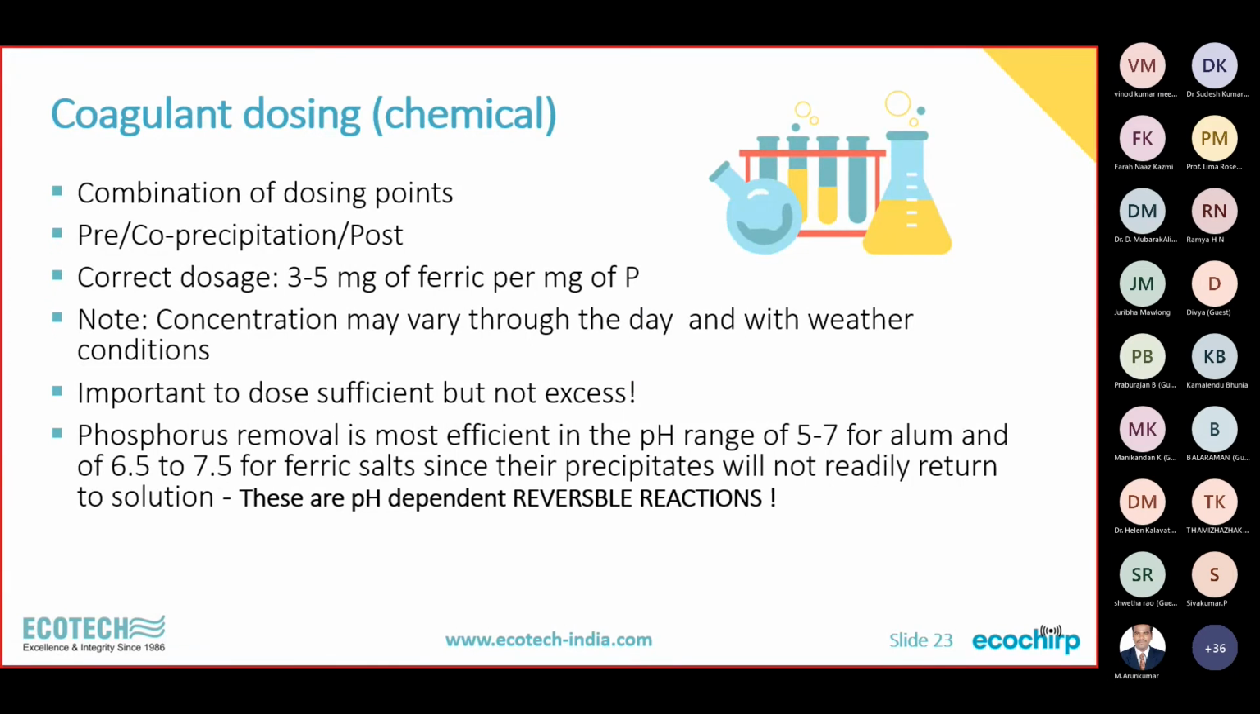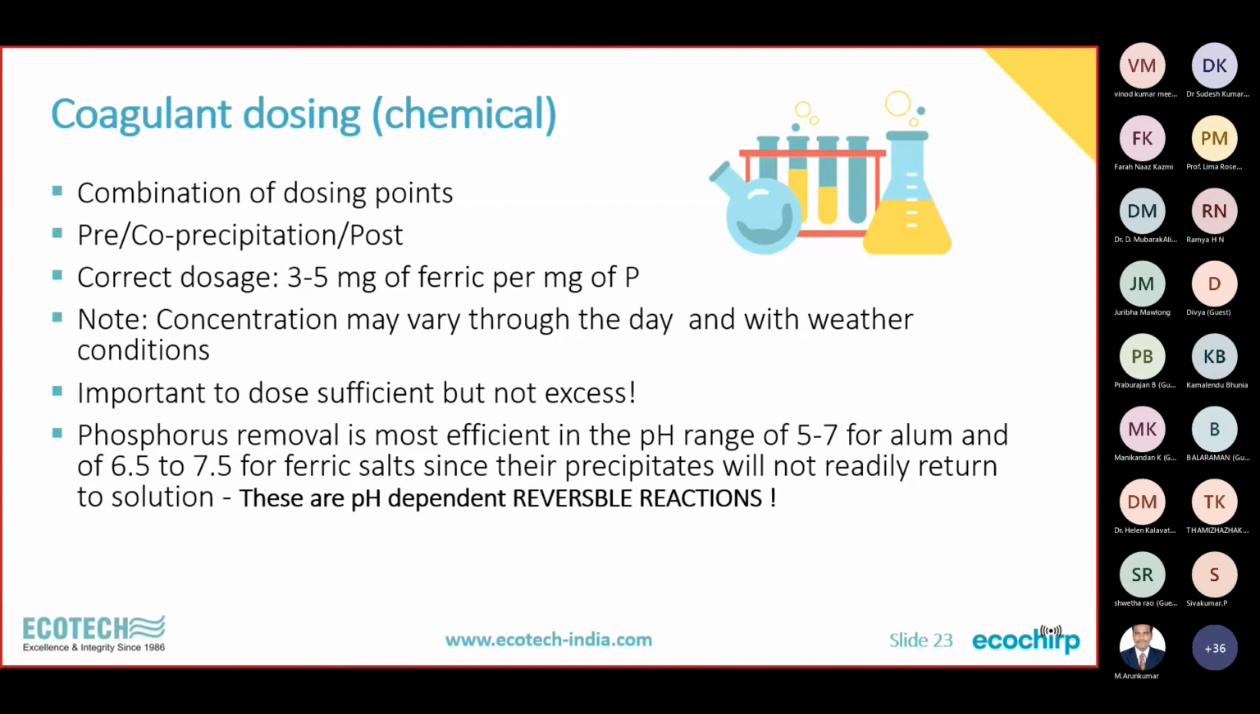Coagulant dosing. So now we have selected chemical precipitation of phosphate as the treatment technology to be used. Now the question arises, how much, what is the dosage? Where do you dose these chemicals? There are various ways of dosing chemicals. There is something called pre-precipitation, co-precipitation, and post-precipitation, which I'll come to in the next slide.